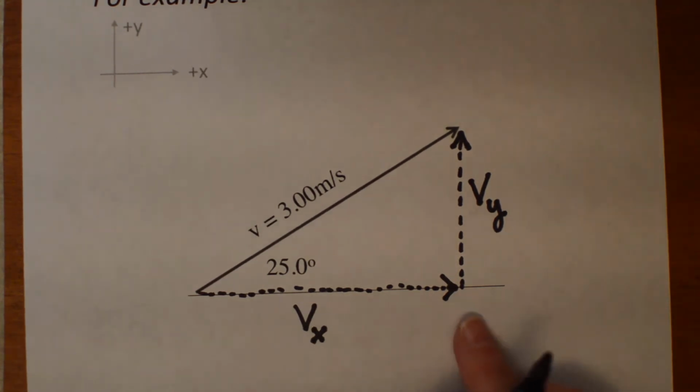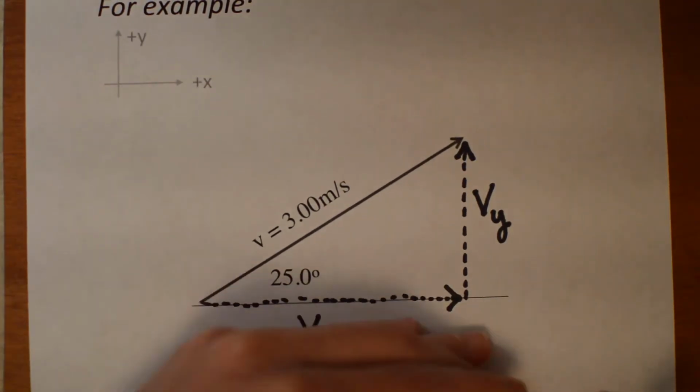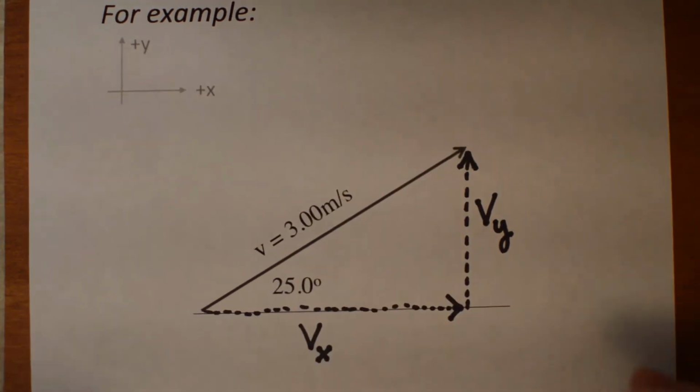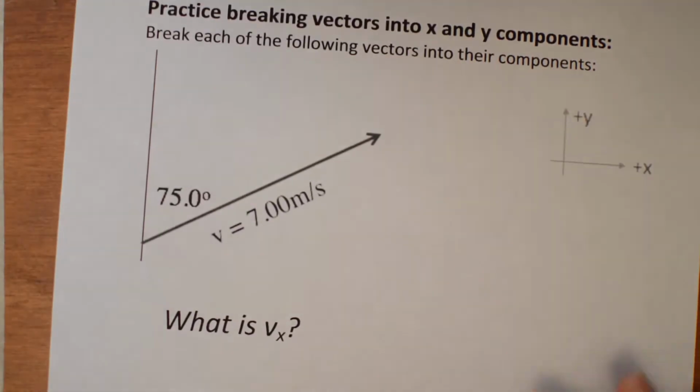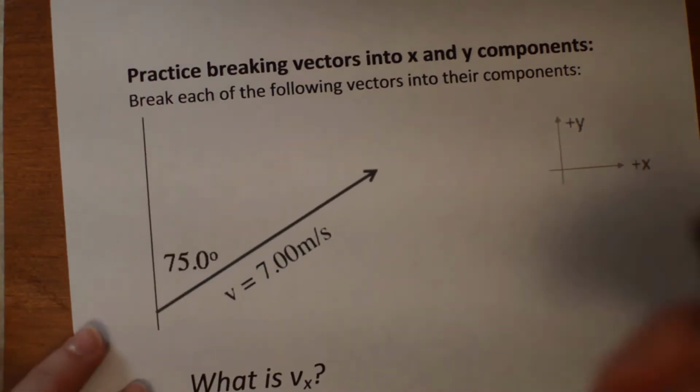In this case, both Vx and Vy are positive, right? Because I'm moving forward and I'm moving up. If I was moving backward, then Vx would be negative. Okay, let's look at a few more and we'll calculate some of these things.